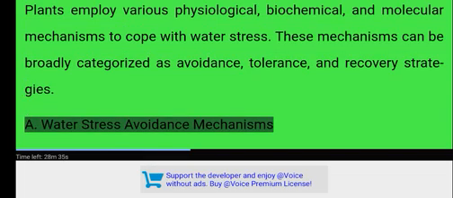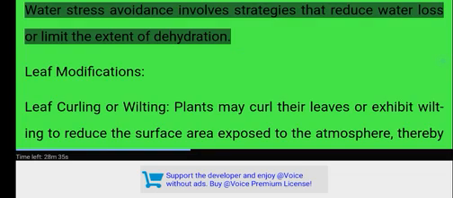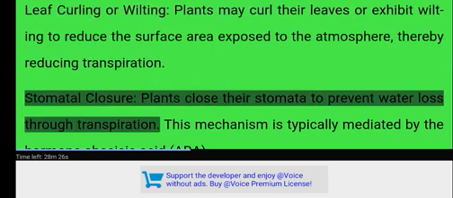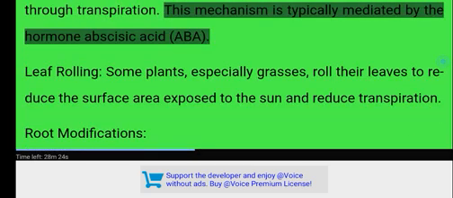A. Water stress avoidance mechanisms. Water stress avoidance involves strategies that reduce water loss or limit the extent of dehydration. Leaf modifications: leaf curling or wilting. Plants may curl their leaves or exhibit wilting to reduce the surface area exposed to the atmosphere, thereby reducing transpiration. Stomatal closure: plants close their stomata to prevent water loss through transpiration. This mechanism is typically mediated by the hormone abscisic acid, ABA.